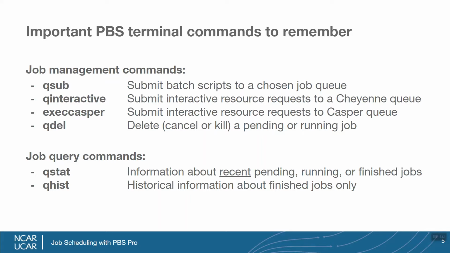In terms of querying available information, the 2 main commands there would be qstat, which will give you information about recent pending, running, or finished jobs. Once a finished job is older than, say, a day or 2, that information won't be available via qstat anymore. It's a rather short query period on those logs. But we do have a qhist command as well, which will give you historical information about finished jobs only. So if you have a job from even months ago that you want to query, you're able to do that using the qhist command. We'll talk more about most of these commands in the coming slides.